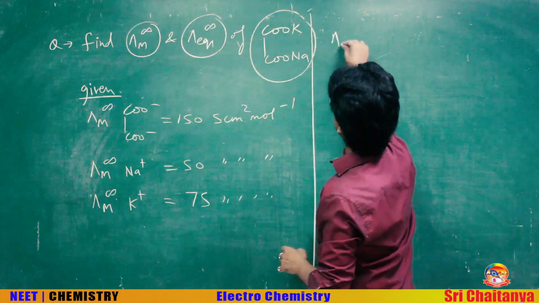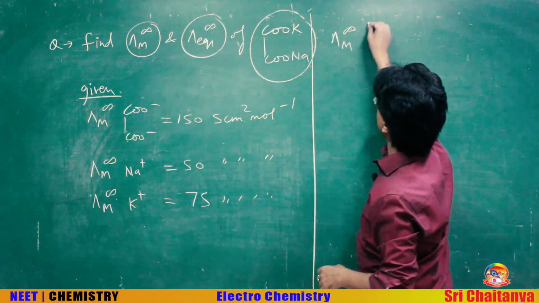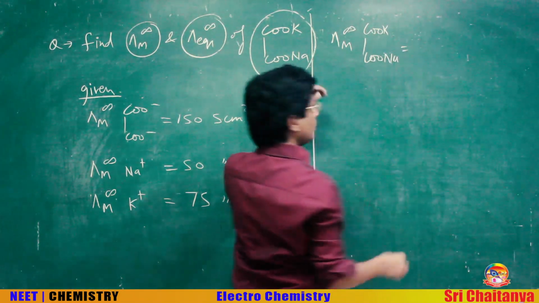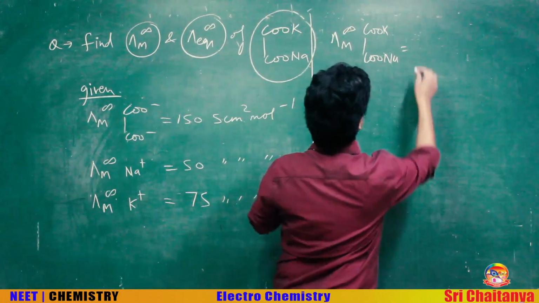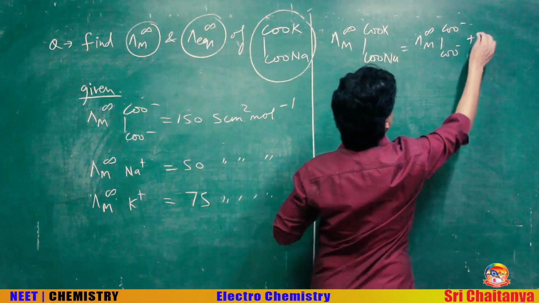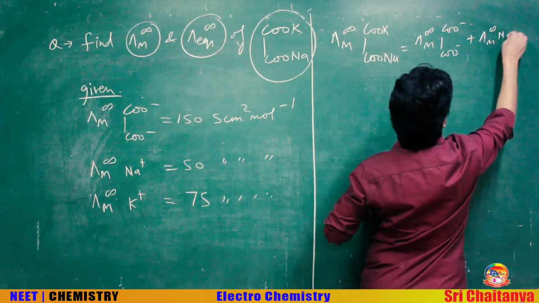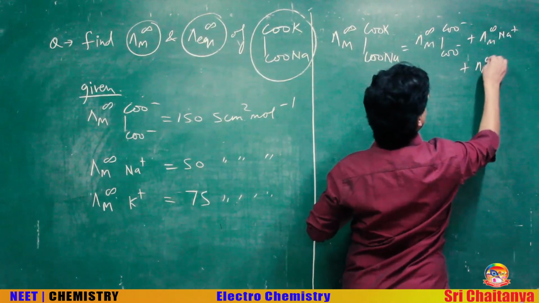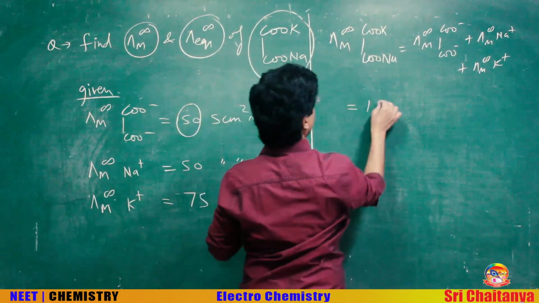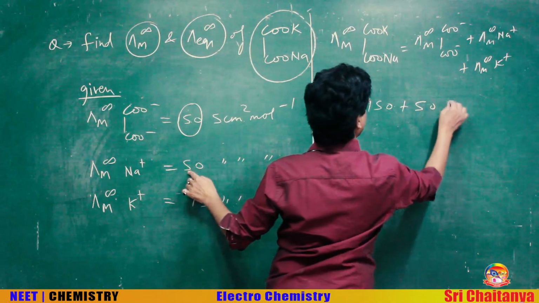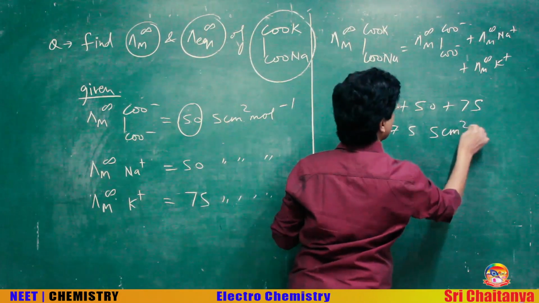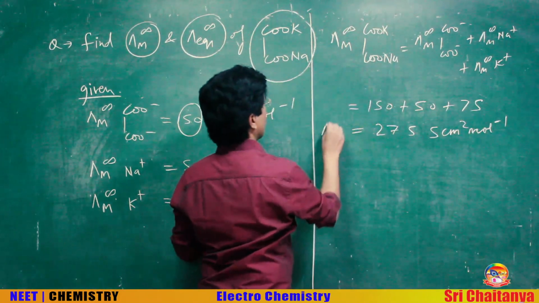Now I know from Kohlrausch law that the molar conductivity of COONa K will be because of what? Molar conductivity of all the ions. This will be molar conductivity of COO negative, molar conductivity of Na plus, and molar conductivity of K plus. Now you add it, you will get what? This is 150 plus 50 plus 75. This will be 275 Siemens centimeter square per mole. This will be the molar conductivity.